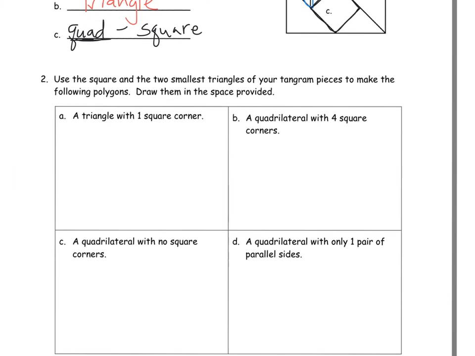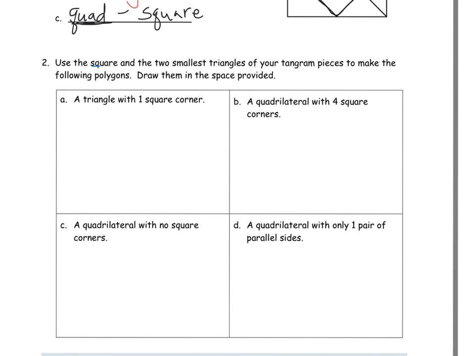So down below, we're going to take these pieces, and it says use the square and the 2 smallest triangles of your tangram pieces to make the following polygons. Draw them in the space provided. So I'm going to use my pieces here to kind of help out. And there they are. So I'll move down, and I need to make a triangle with 1 square corner. So I need to use all 3 of these pieces, and I see I stack them like that, and then slide this other one over, and it looks, if I can get this right, like a triangle. And I got my 1 square corner right here. I use my 2 triangles and my square.